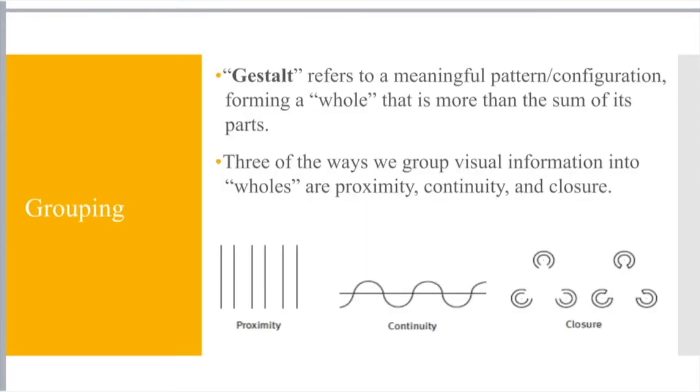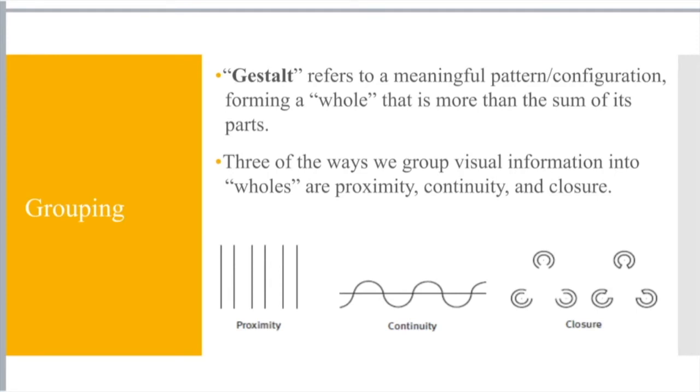A gestalt refers to a meaningful pattern configuration forming a whole that is more than the sum of its parts. So when we're talking about gestalt, you will always associate the term gestalt with whole, right? There are three ways, and actually more than three ways that we're going to look at for the purpose of tomorrow's activity, that we group visual information into wholes. These three that are referenced here, we have proximity, continuity, and closure, right?